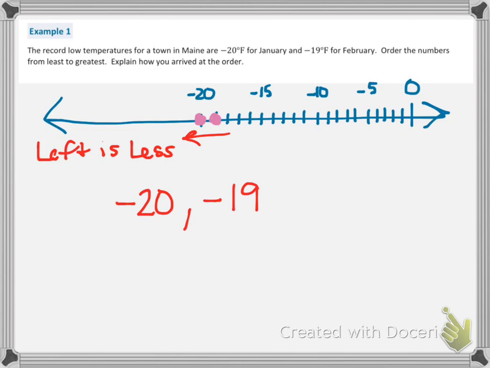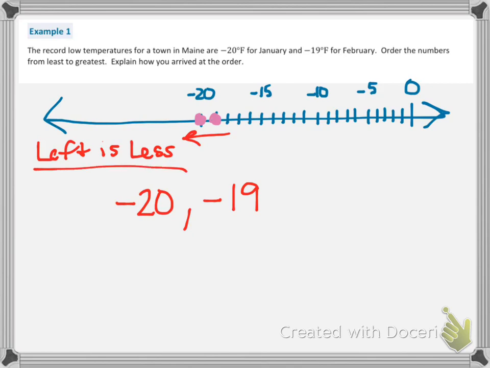And that's different than if we had positive numbers, right? Our smallest number on the positive side would be 19. It's a little bit smaller than 20. Well, so that would be the opposite order because we're on the opposite side of 0. Okay, so be careful here. Left is less, something to remember.